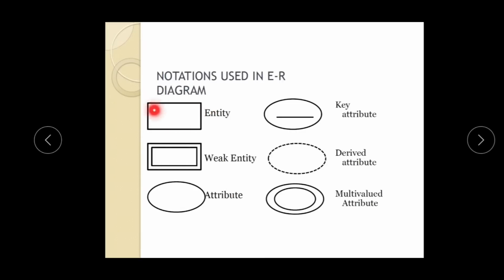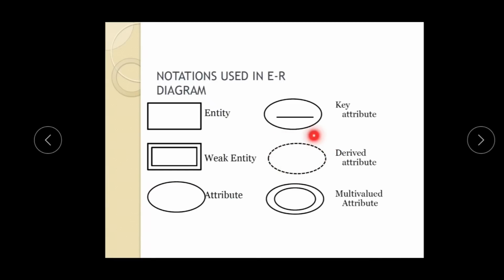So this rectangular box represents an entity, and this elliptical or oval shape represents attributes. If that attribute has an underline, it means that it is a key attribute. This is a normal attribute. Then this double rectangle implies the weak entity. We have already discussed the concept of weak entity. Weak entity means that the entity that does not have any primary key or key attribute is called a weak entity.